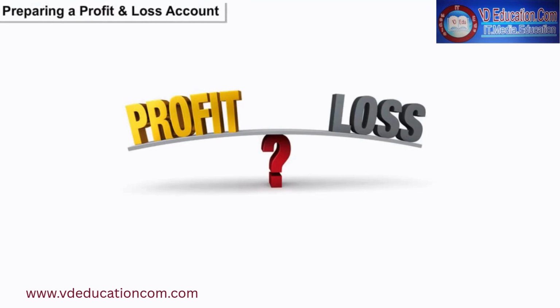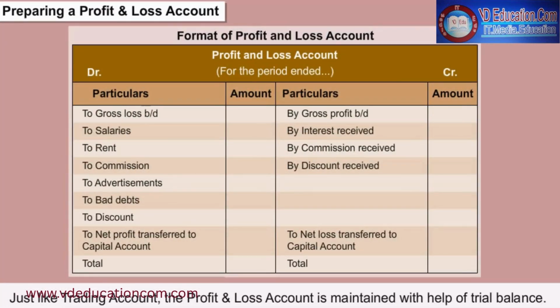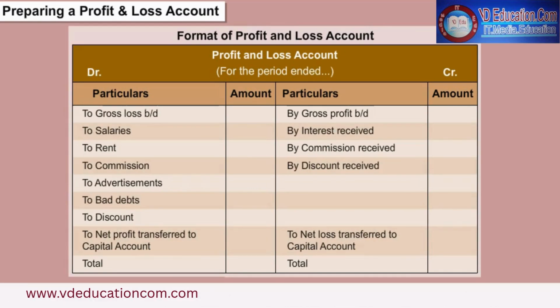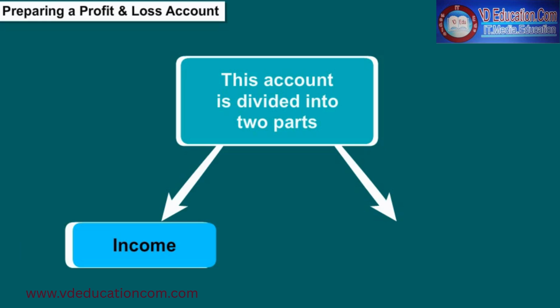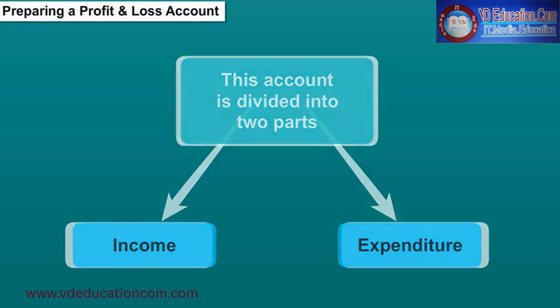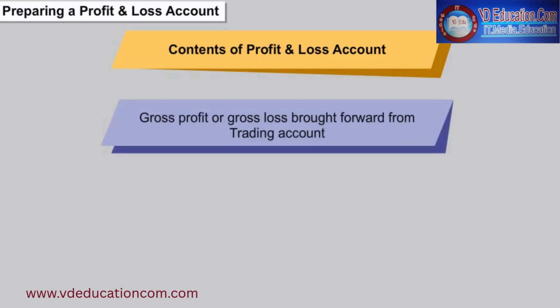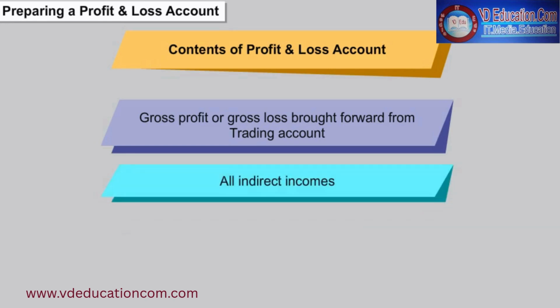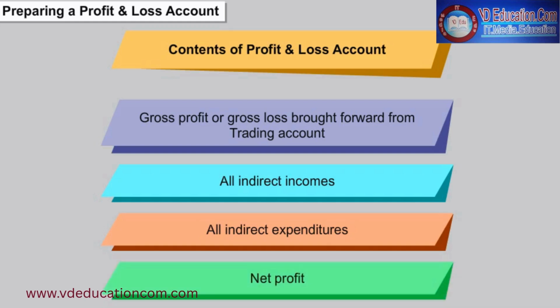Preparing a profit and loss account. Just like trading account, the profit and loss account is maintained with the help of trial balance. This account is divided into two parts: income and expenditure. Contents of profit and loss account: gross profit or gross loss brought forward from trading account, all indirect incomes, all indirect expenditures, and net profit.